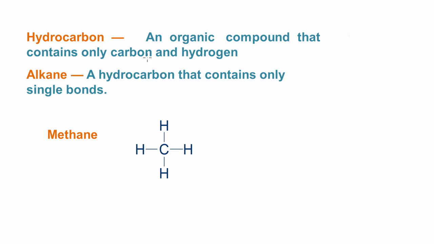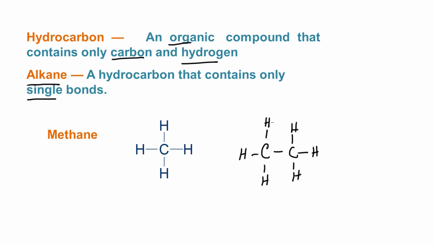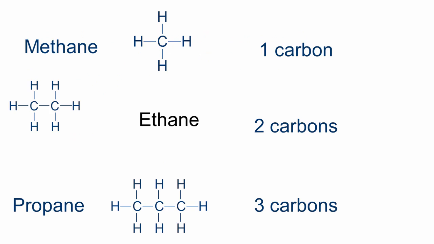Hydrocarbons. What is a hydrocarbon? It's an organic compound that contains only carbon and hydrogen. Alkanes are hydrocarbons. And an alkane is a hydrocarbon that contains only single bonds. So carbon-hydrogen single bonds and carbon-carbon single bonds. So here is another example of an alkane. How do we know it's an alkane? Because alkanes are hydrocarbons. They contain only hydrogen and carbon, and carbon-carbon single bonds. So this is also an alkane.